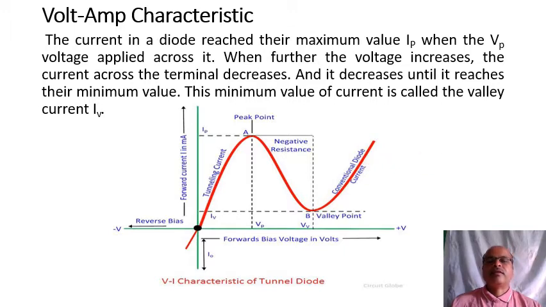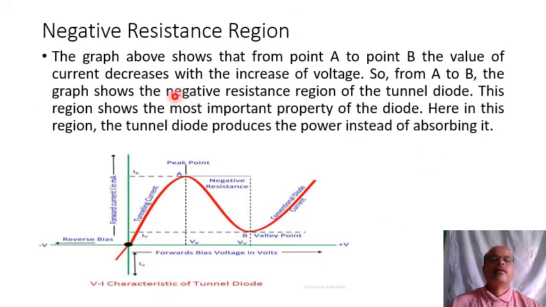So we'll start with the negative resistance region. As previously mentioned, this is the negative resistance region. In the graph shown below, from point A to B, the value of current decreases with increase in the voltage. So from A to B, the graph shows the negative resistance region of the tunnel diode. This region shows the most important property of the diode. Here in this region, the tunnel diode produces power instead of absorbing it. So this is the negative resistance region.